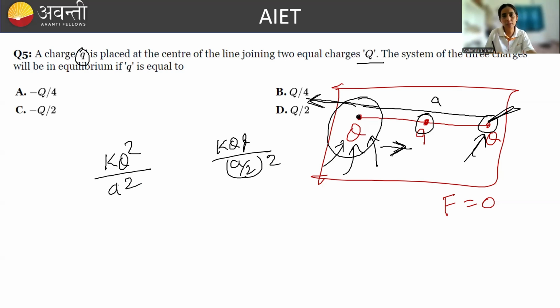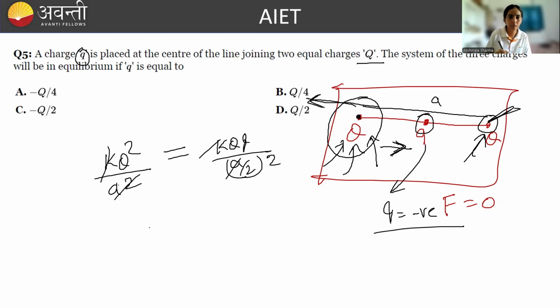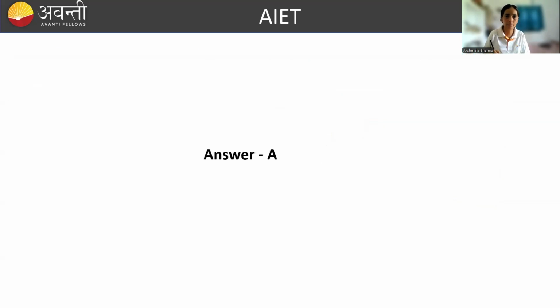This is only possible if q is negative. So here q is negative. Now let's calculate the value of small q. Let's equate the forces, and if you do this, you get Q equal to 4q. So small q is Q by 4. With proper sign, it is minus Q by 4. So the correct answer will be A.